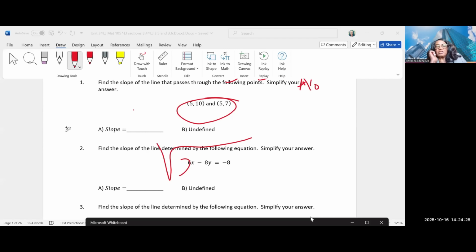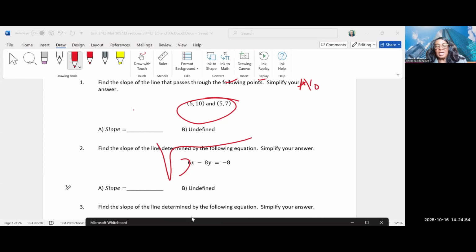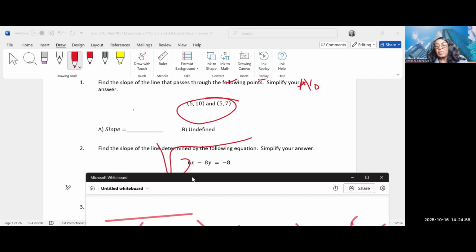Number 2 says find the slope of the line. So let's say find the slope of this line. The line is 6x minus 8y equals minus 8. So let me write this one on my whiteboard. So that line is 6x minus 8y equals minus 8.